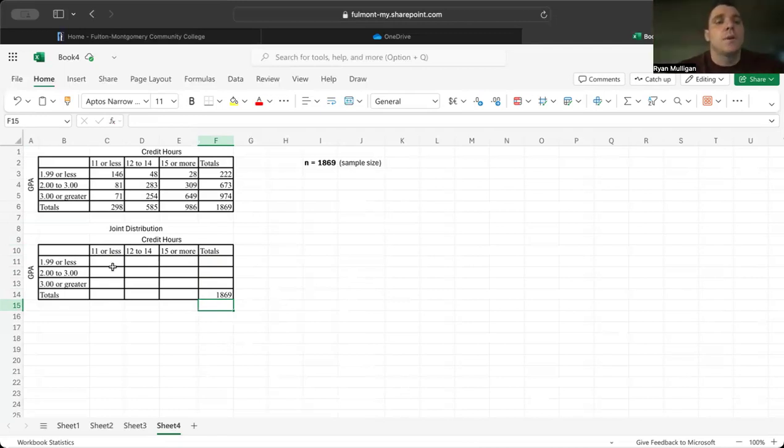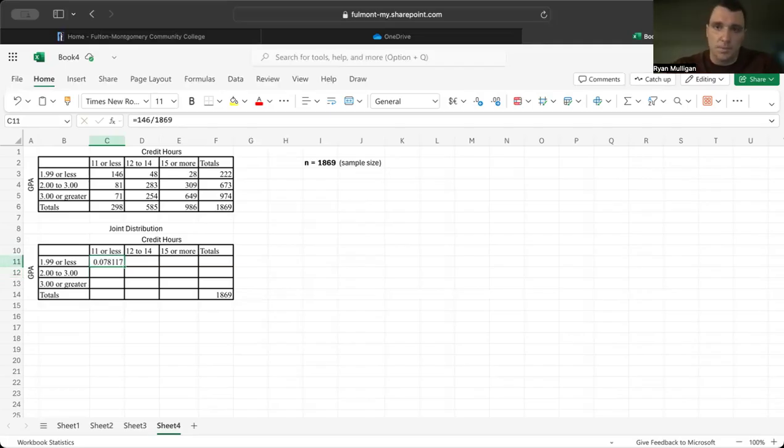Okay. So for example, if I wanted to figure out the percentage of students that took 11 or less credit hours and received a GPA of 1.99 or less, what I would do is I would take this 146 value and I would divide it by the sum total. Okay, now I'm actually going to change this to 1869 because I'm going to do something after. Okay, so I'm going to do 146 divided by 1869. Now this comes up as a decimal. The decimal is actually okay by me.